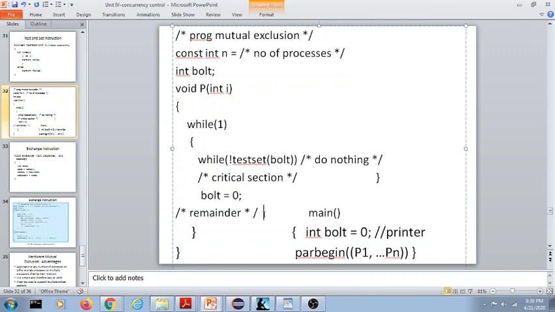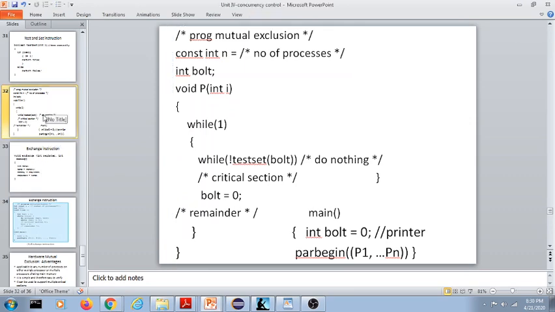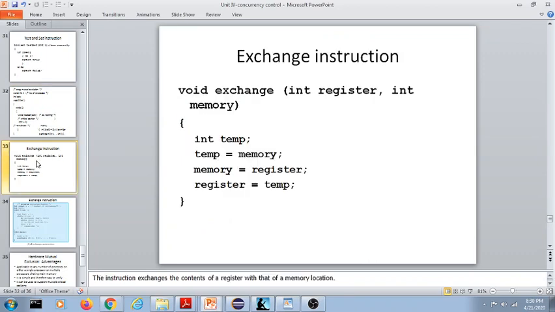And there is the remainder of the code, the rest of the code which is not using the resource, and then the process ends here. So this is your hardware approach for the mutual exclusion by using the special kind of instruction which is called the test and set instruction. Now there is again the same category, the hardware approach for the mutual exclusion by using a special kind of instruction, but this time the instruction is the exchange instruction.